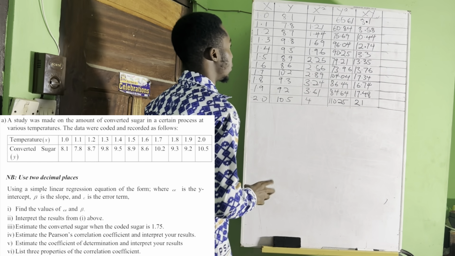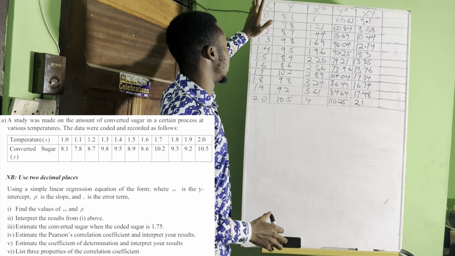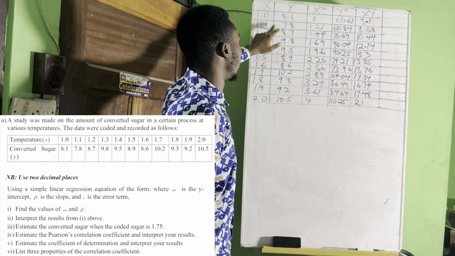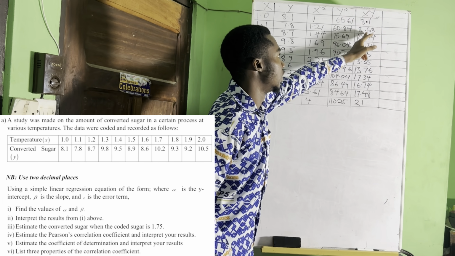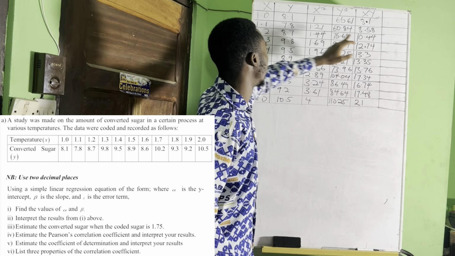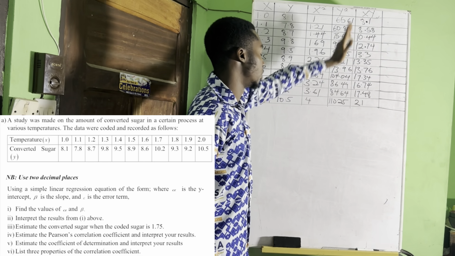You get it? So now we just multiply the x and the y value. So this times this gives us 8.1. 1.1 times 7.8 also gives us 8.58. 1.2 times 8.7 also gives us 10.44. So this times this, then whatever we got, you get it.